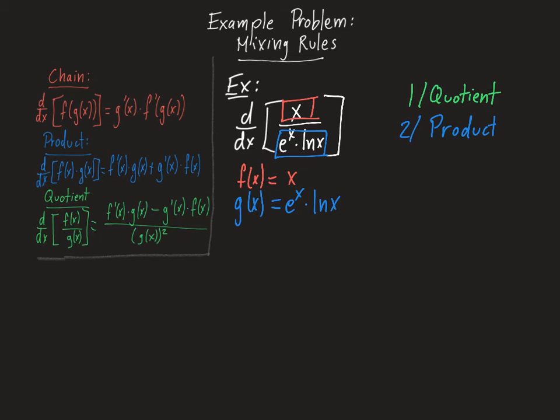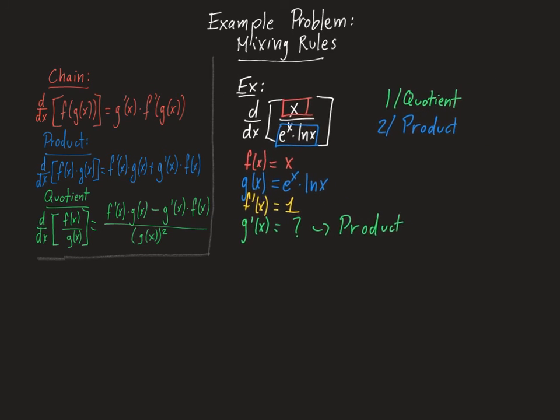Okay, as usual, I highly suggest at this point that you immediately try to write out the derivatives that you are working with. And if f of x is just equal to x, then f prime of x is going to be equal to 1. And then the question becomes, what is g prime of x if g of x is equal to e to the x times natural log of x? And we can see that here's where we're going to need that product rule. Okay.